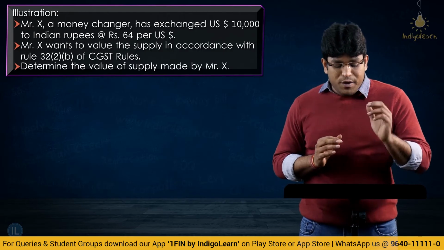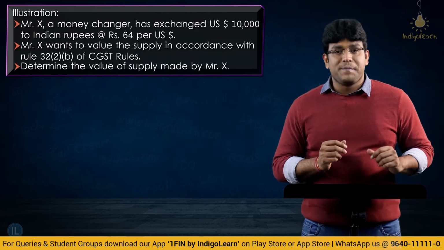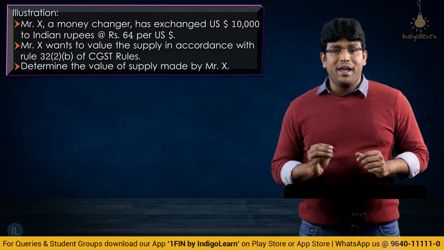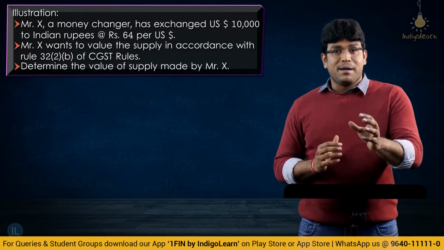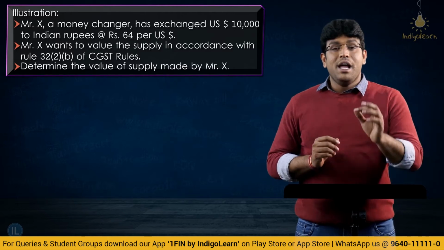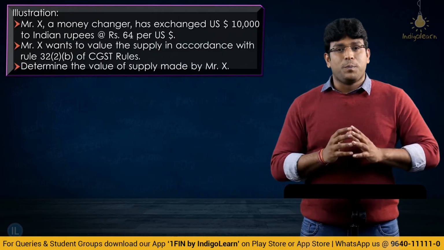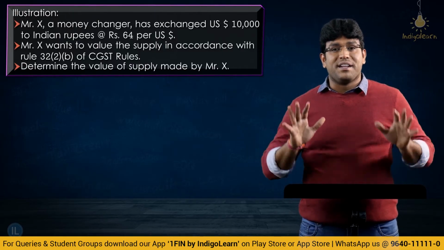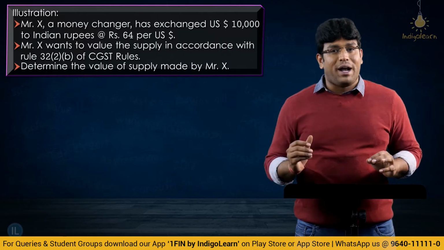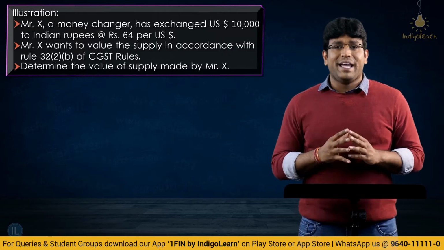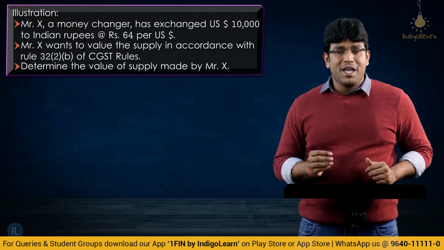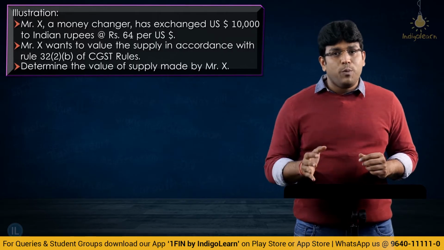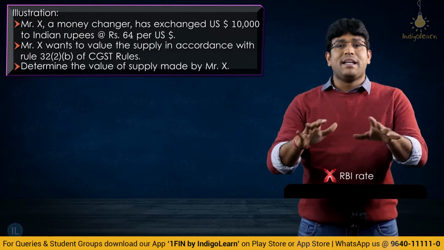Determine the value of supply made by Mr. X. You have to observe very clearly in the question that they have specified that X is a money changer and he exchanged $10,000 into Indian rupees at 64 per dollar. And they themselves have clearly given in the question that valuation is required as per Rule 32(2)(b). They will specify, don't worry. So when we are talking about Rule 32(2)(b), the RBI rate will become irrelevant.